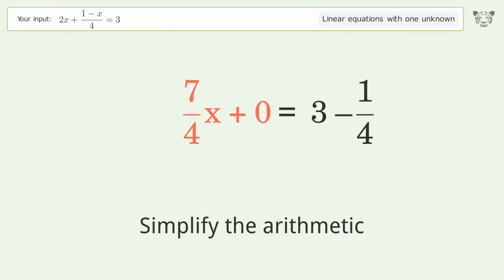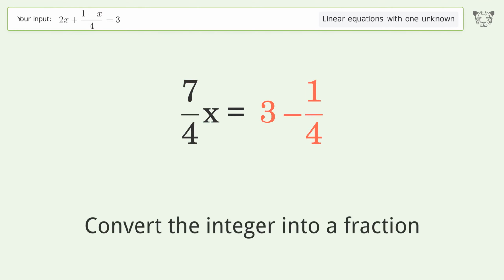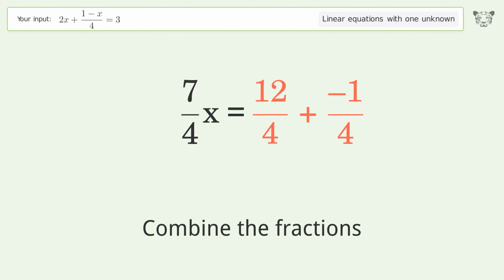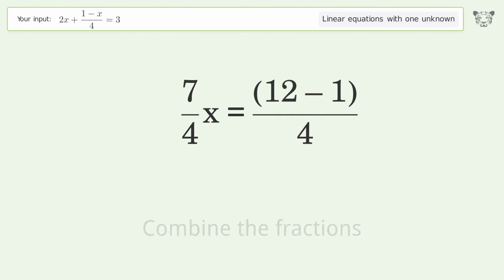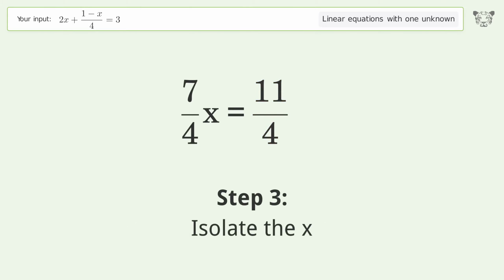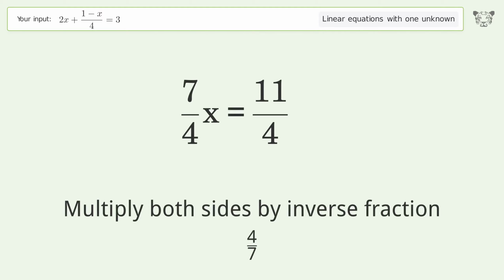Simplify the arithmetic. Convert the integer into a fraction. Combine the fractions. Combine the numerators. Isolate the x. Multiply both sides by inverse fraction 4/7.